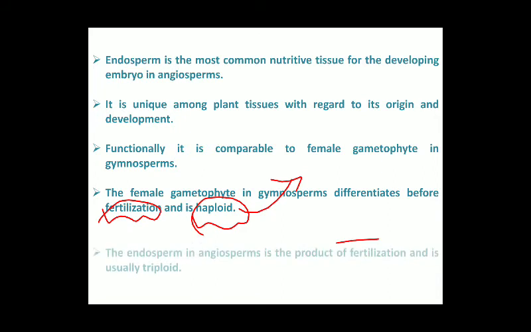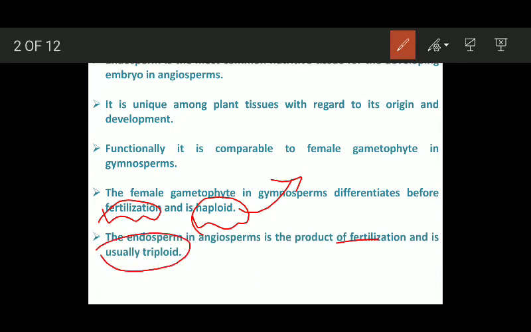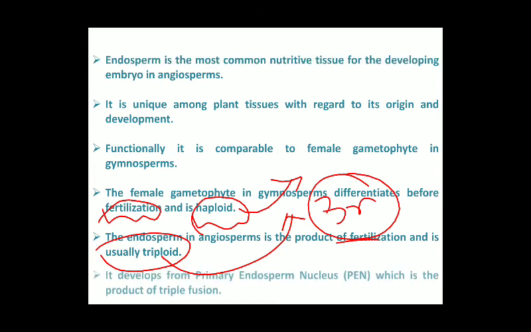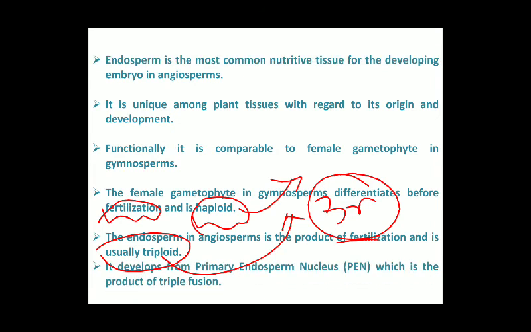If we talk about endosperm in angiosperms, it is a product of fertilization. It forms after fertilization and is usually triploid. In the majority of cases, you will find that the cells of endosperm are triploid, having three sets of chromosomes. The endosperm develops from primary endosperm nucleus. I have already told you. It develops from primary endosperm nucleus, which is the product of triple fusion.